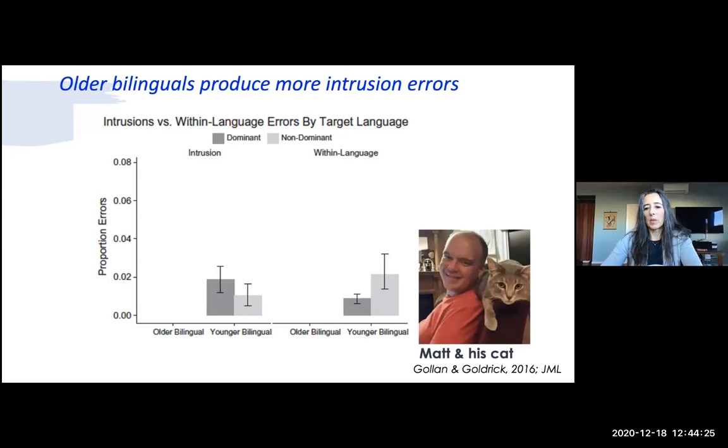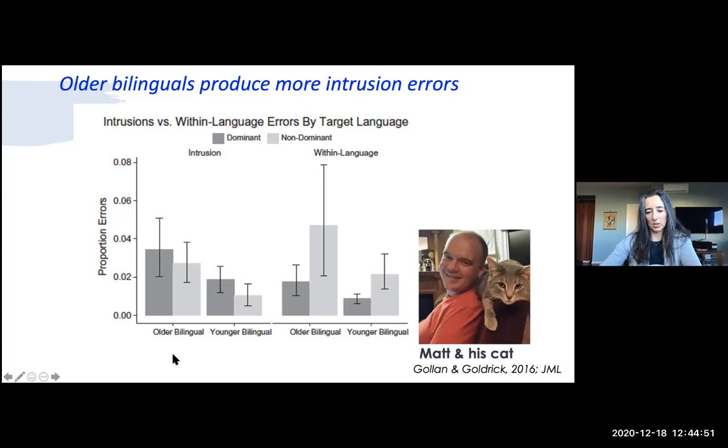This is my colleague, Matt Goldrick. We looked at this with young and older bilinguals. This shows you just the same data that you just saw. The younger bilinguals with reverse dominance for intrusions and normal dominance for within language errors. And then this shows you what the older bilinguals look like. They produce more errors than younger bilinguals overall, but their dominance effects look exactly the same. So here we do see reverse dominance in older bilinguals.